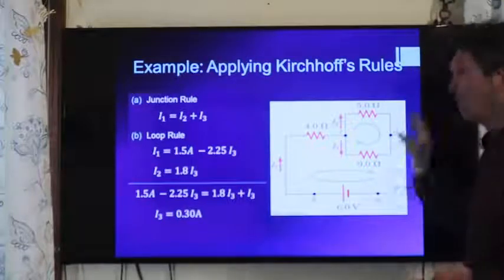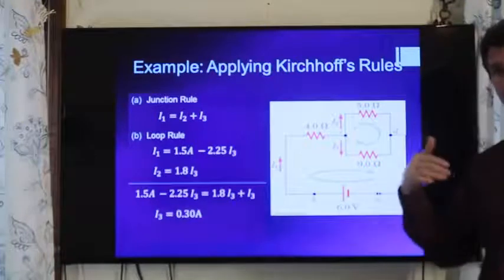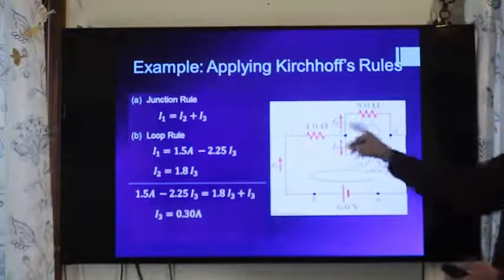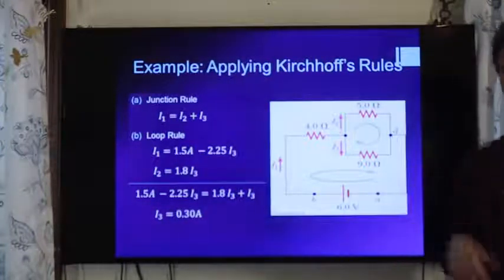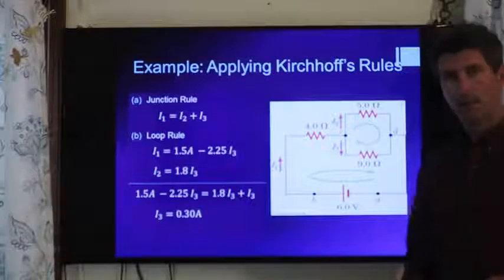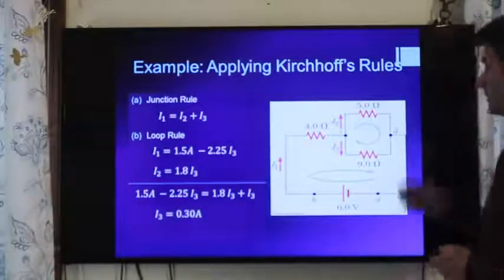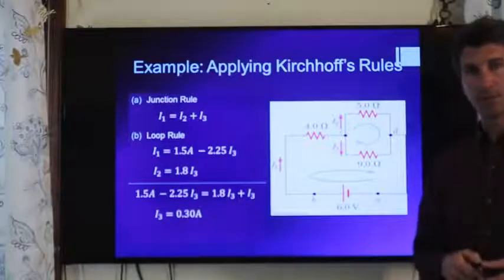Okay? Again, we could have done this by taking these 2 parallel resistors and turning them into an equivalent resistor. Then they're in series with the 4 ohm. We could then make that into an equivalent, find the current I1 from that, and then work backwards to find I2 and I3. However, I wanted to show you that Kirchhoff's rules actually work for even the simple circuits.